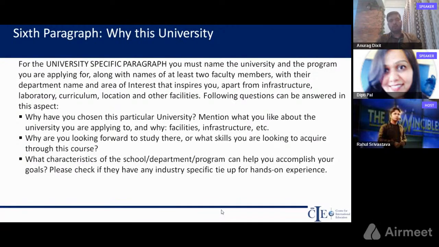Of course, a very important aspect is the university, right? You are applying to a particular university. There are so many universities, more than 1,000 universities abroad. So why are you particularly picking a specific university? You have to justify why that university makes sense for you. So you must, first of all, name the university, to create a connect with the university.